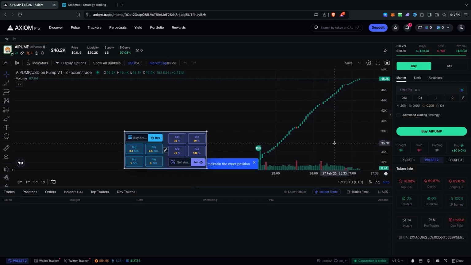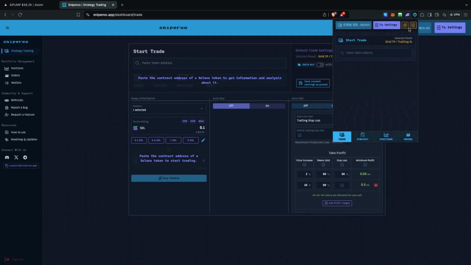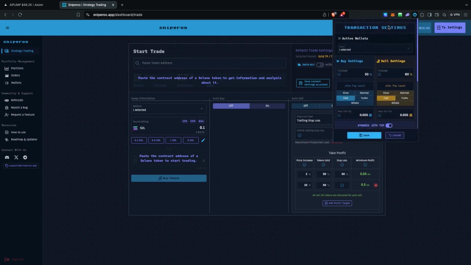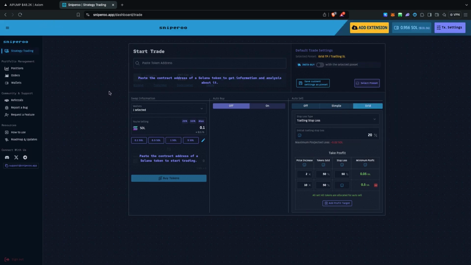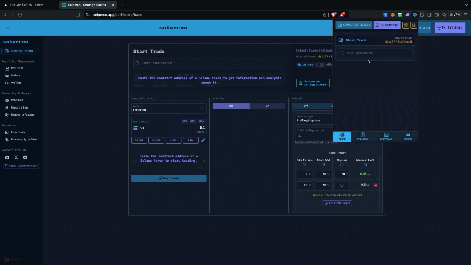So remember, the biggest difference is, do not have your funds on Axiom, have your funds on Sniperoo, because Sniperoo is going to allow you to safeguard your money with trailing stop losses and profit target areas, and you're going to be able to configure them. If you do not have any configurations for Sniperoo, just take a look at my trading strategy.